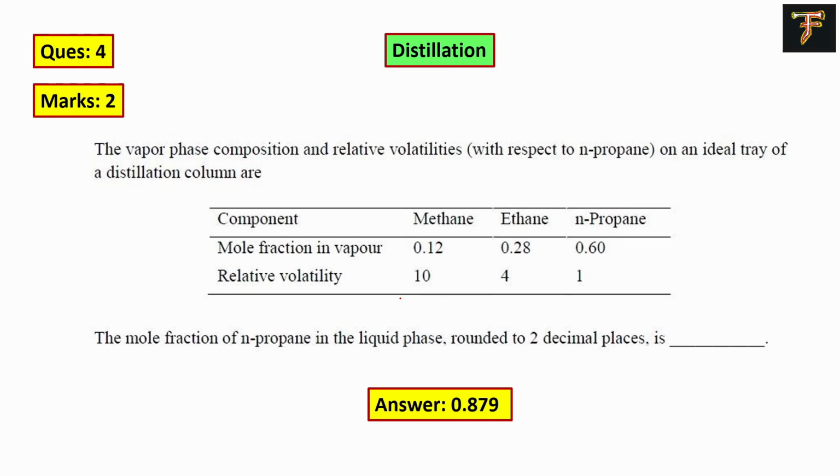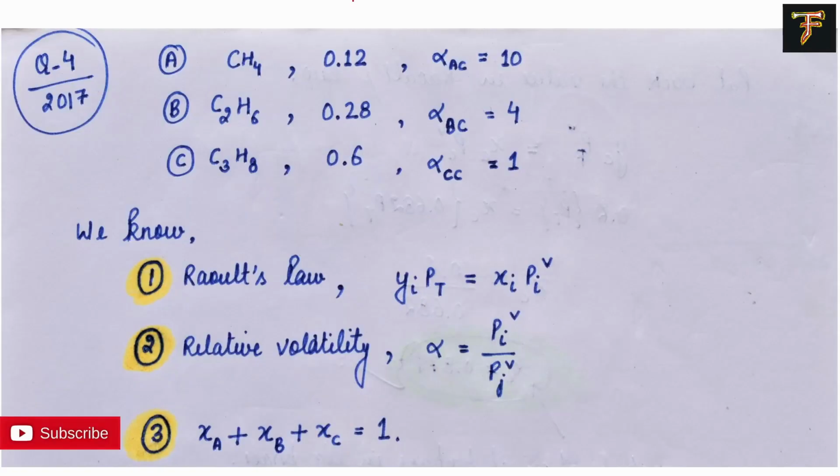For that, we will use a few equations. I have labeled methane as A, ethane as B, and propane as C for equation purposes, and these are the compositions provided in the vapor phase. We are going to use 3 equations: Raoult's law, relative volatility, and the third one, that the summation of all mole fractions is always equal to 1. We will use all 3 equations one by one and see whether we can calculate the liquid composition of n-propane in the system.